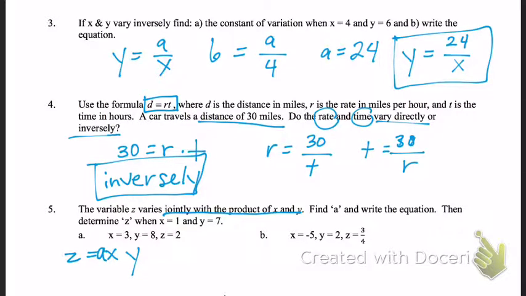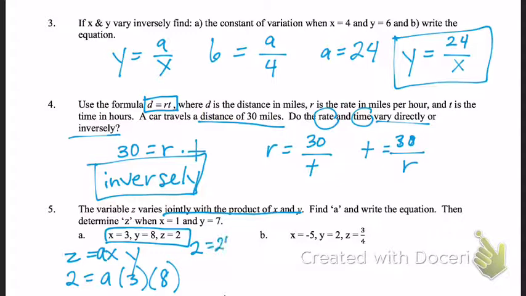Okay, so I'm going to solve for A in part A. I'm going to plug in x, y, and z. So z is 2 equals A times 3 times 8. So 2 equals 24A, so A equals 1/12. Then if I were to rewrite the formula by itself, I would say z equals 1/12 xy.